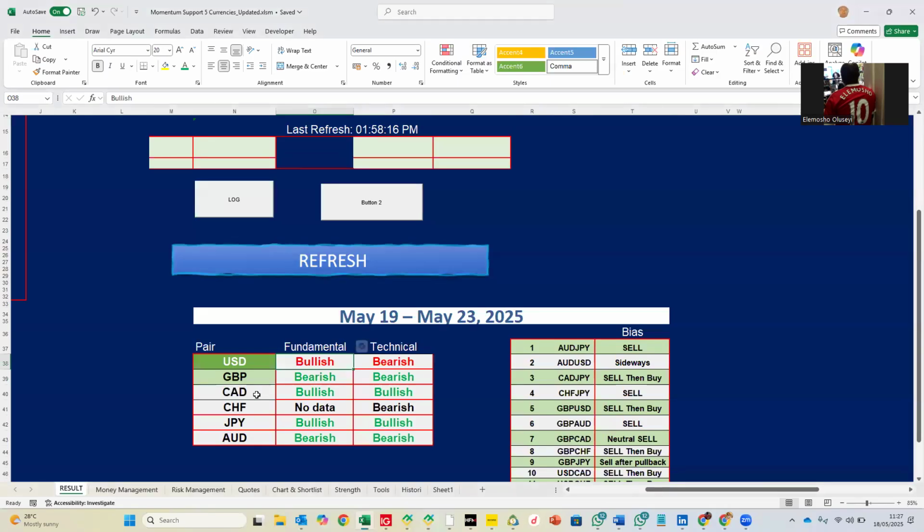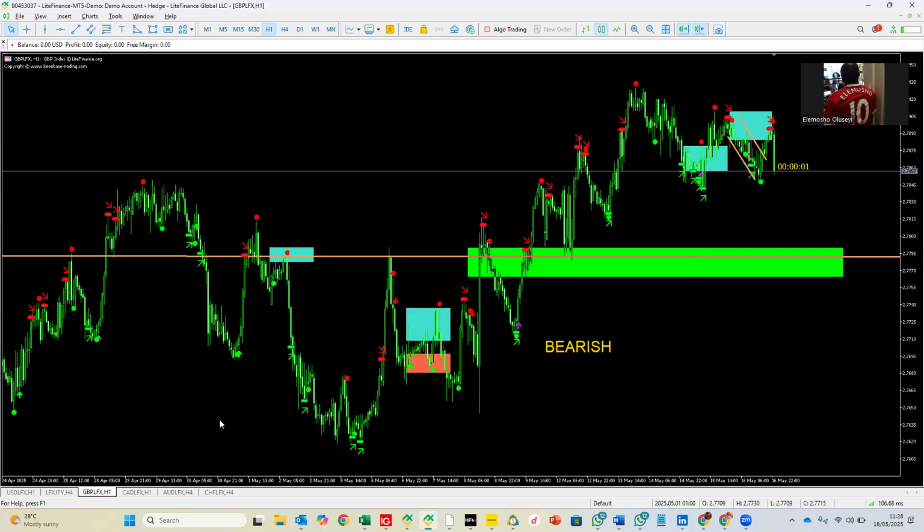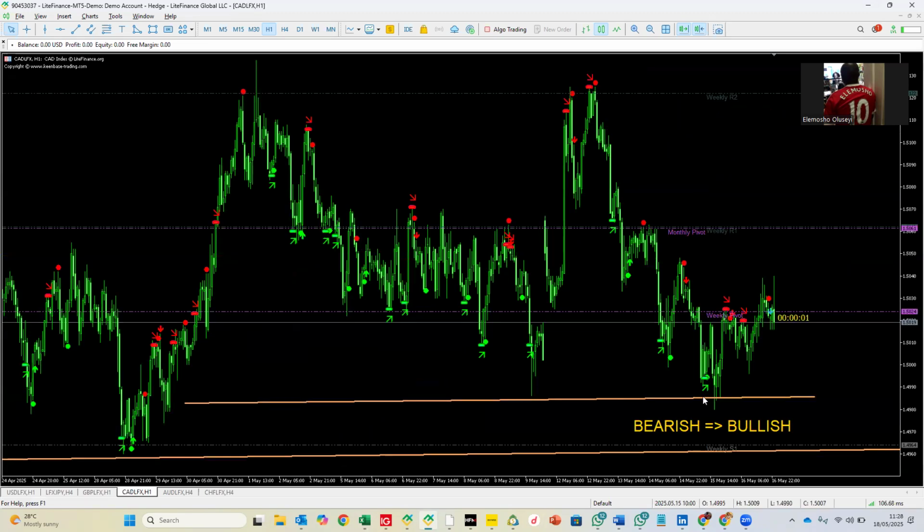And then the next one there is CAD. I'm expecting both bullish from the fundamental and technical. If we go to the CAD setup right here, you will see that it bounced off from this support line, and there's every tendency it may come down a little and then continue bullish, which is why I put bearish and bullish right there. But the overall trend seems to be bullish from the technical side, and from the fundamental side, bullish. So we'll be looking at how to trade it with USD CAD and pounds CAD.